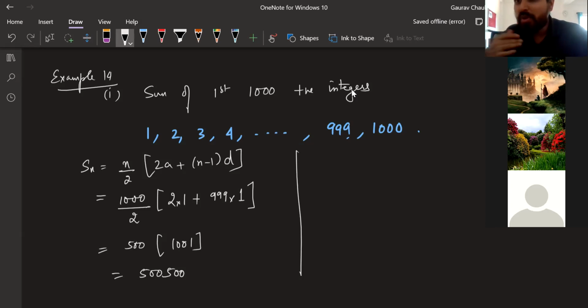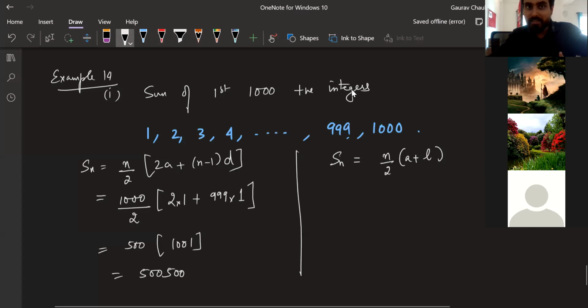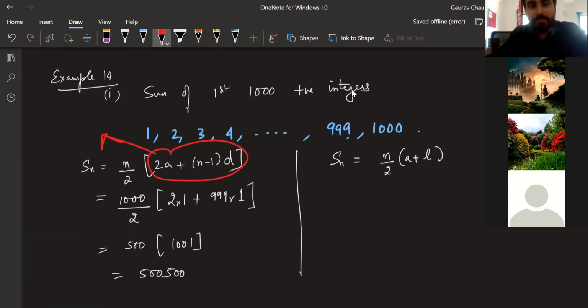Yeah. Now if you don't want to do it this way, one more simple way is S of n is equal to, you remember, n by 2 into a plus l. This is also a way of writing the same formula. Okay, we talked about it yesterday. What is 2a plus n minus 1 d? This whole thing is basically nothing but a plus an, or a plus l if it is a finite AP.